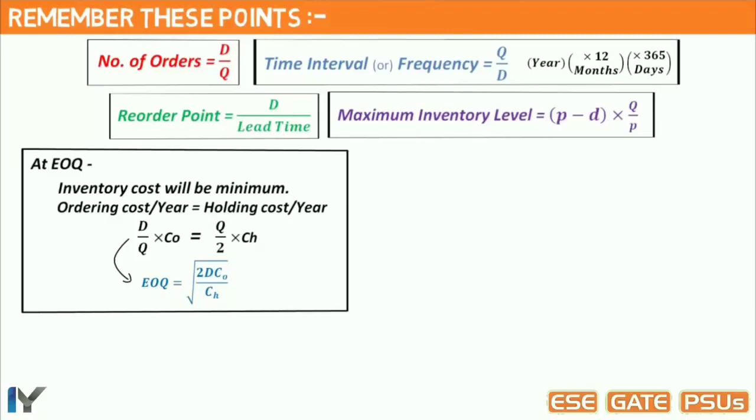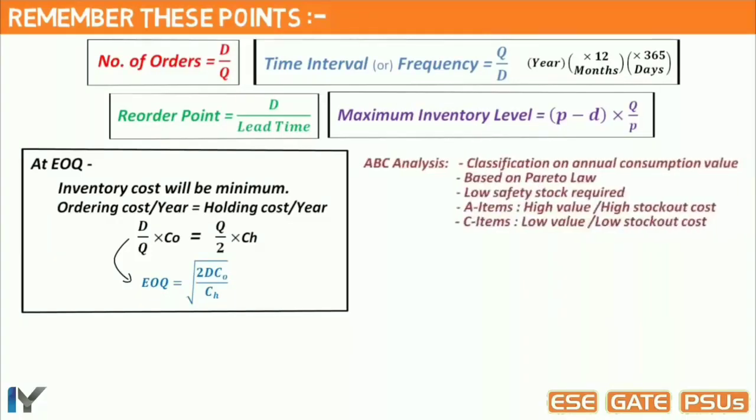There is a tool which is used for proper management of inventory, ABC analysis, also called as always better control. In this analysis, we will classify the items of inventory on the basis of annual consumption value. It is based on Pareto law, which is nothing but a simple 80-20 principle. And here we don't need high safety stock.